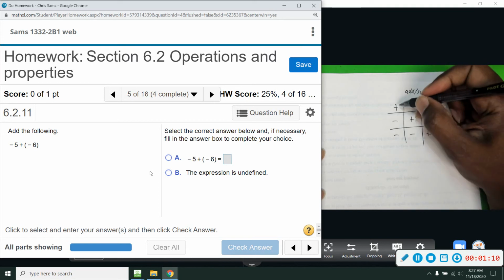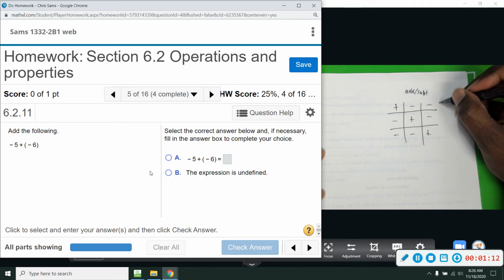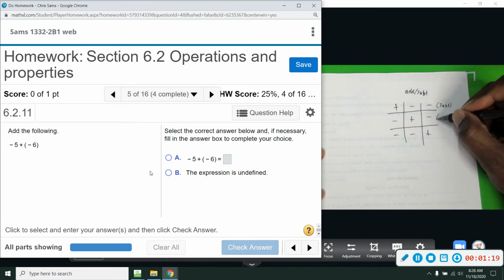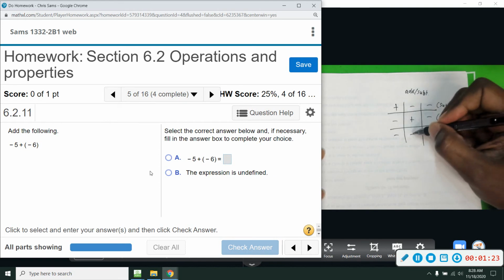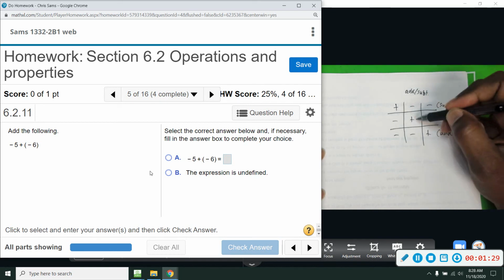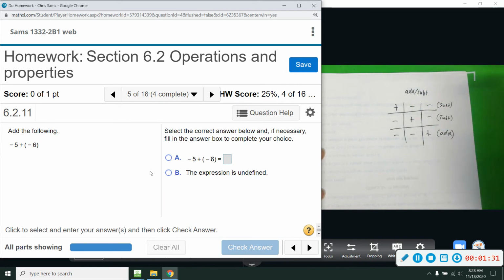Positive and then negative, we subtract. Negative and then positive, we still subtract. And if they're both negative or they're both the same, then you add them. And of course, positive, positive, we add, down the diagonal.